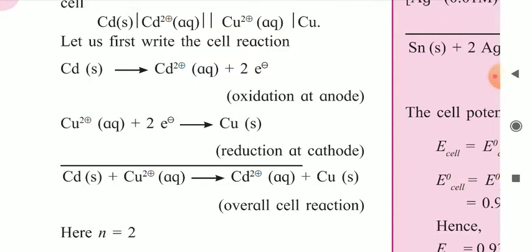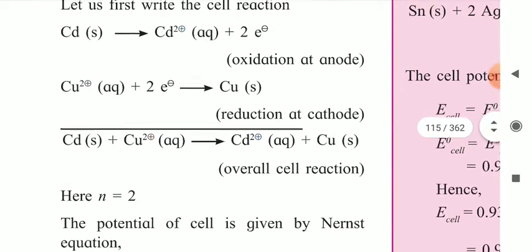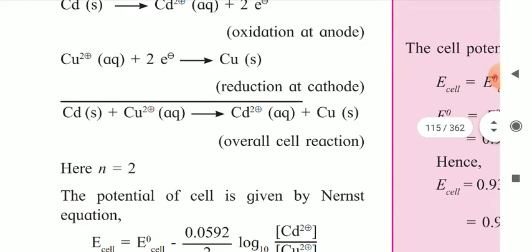On the basis of this formulation, let us see the oxidation which is taking place at the anode, that is cadmium. On oxidation it gives Cd2+ with the loss of 2 electrons, and the copper gains the 2 electrons, that is reduction will take place. And now we can write the overall cell reaction.